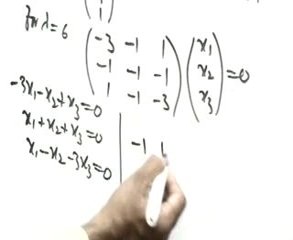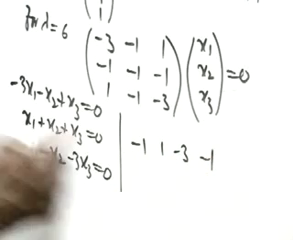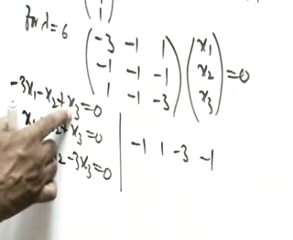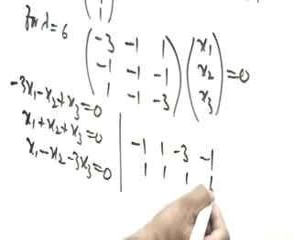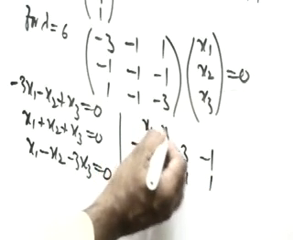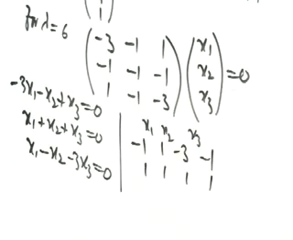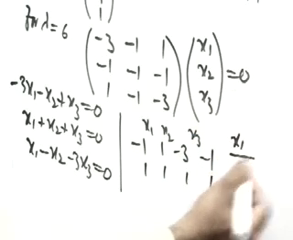Now let us solve this: minus 1, 1, minus 3, minus 1; minus 1, 1, minus 3, minus 1. Here 1, 1, 1, 1. So x1, x2, x3.